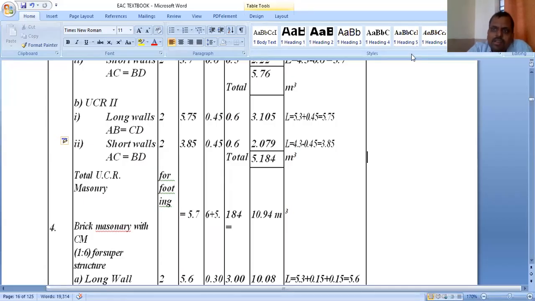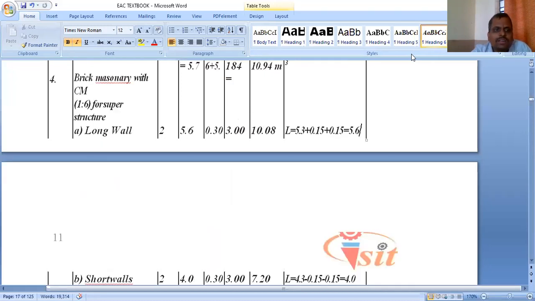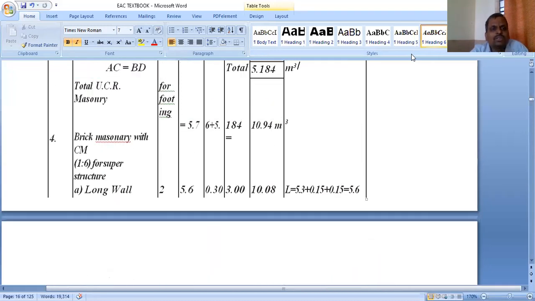Good morning. In today's lecture of estimating and costing, we are going to continue with the same problem in which we have already calculated the earthwork and foundation quantities. In today's lecture, we are going to see how to calculate the quantity of brick masonry in cement mortar 1:6 for the superstructure.